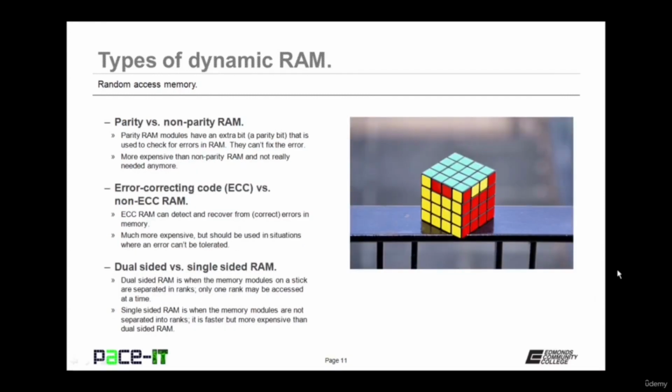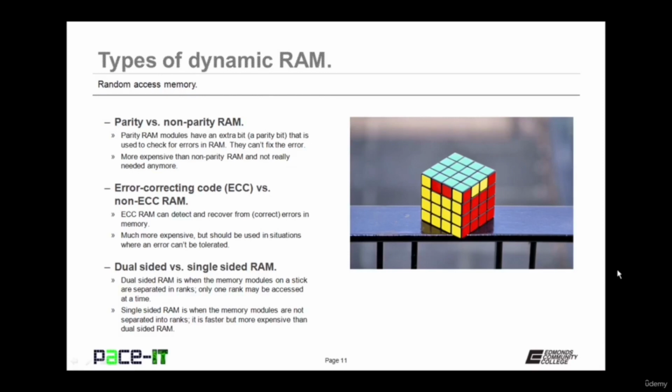There's also parity and non-parity RAM. Parity RAM modules have an extra bit, a parity bit, that is used to check for errors in RAM. It can't fix the errors, but it can find them. It's more expensive than non-parity RAM, and it's not really needed anymore because applications check for errors now.